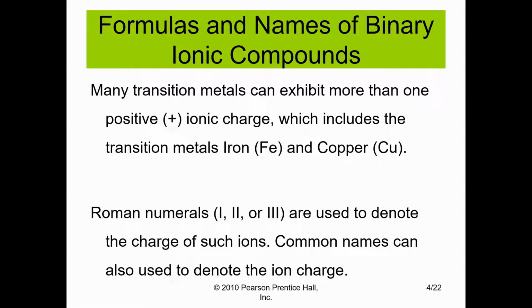There are some elements, such as transition metals, which can exhibit more than one positive ionic charge. These elements can obtain a +1 charge, a +2 charge, or even in some cases a +3 charge, and include transition metals like iron and copper. In the case of these ions, we can use Roman numerals to denote the charge of the ions involved, and then common names can be designated from the ionic charge.